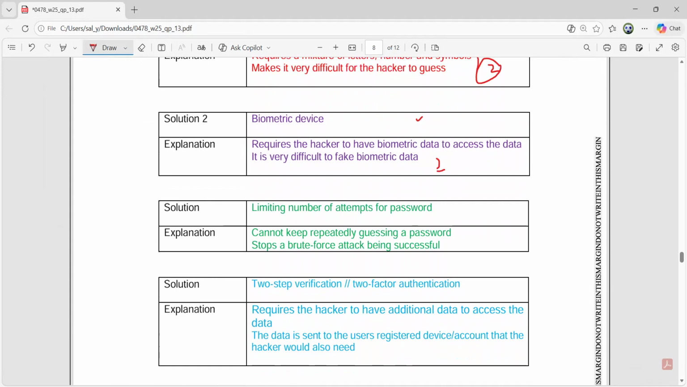What else can a child write? Limiting number of attempts for password. And with this, what happens? You cannot keep repeatedly guessing a password. It stops a brute force attack being successful.